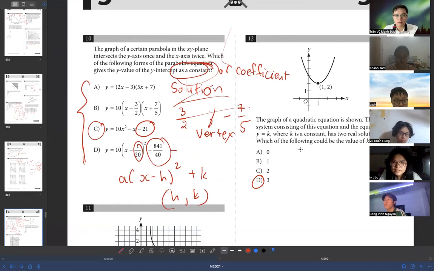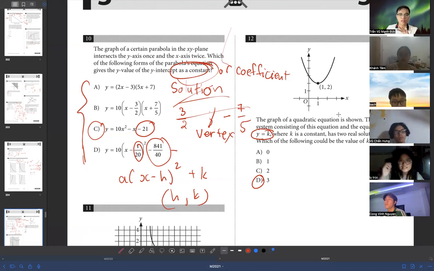I said that the equation y equal to k and... How do you draw this? Okay, the quickest way is to draw this one. And do you know how to draw a constant equation? k is a constant, so y equals k is a constant equation. How do you draw a constant?